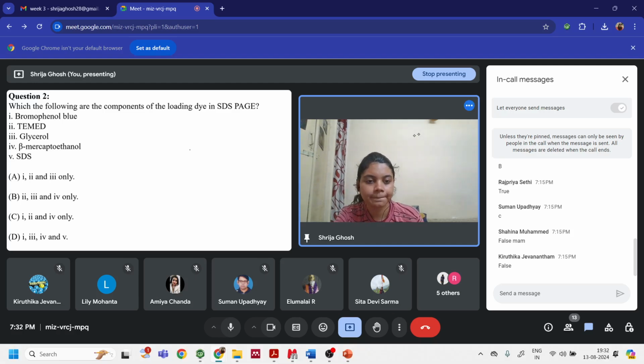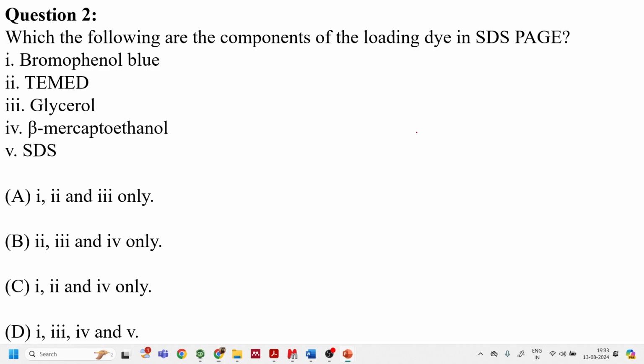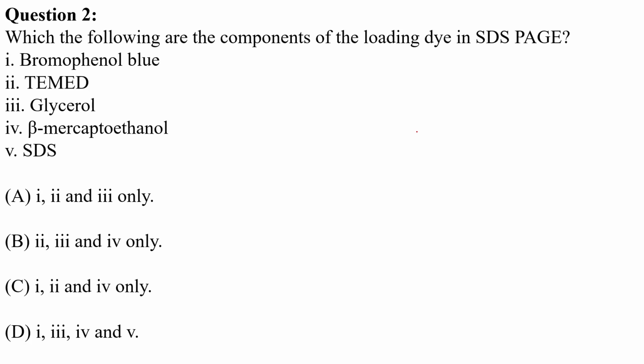Anybody? Yeah, we have Shahina says option D, 1, 3, 4 and 5. Yeah, that is the correct answer, 1, 3, 4 and 5. That is bromophenol blue, glycerol, beta-mercaptoethanol and SDS.